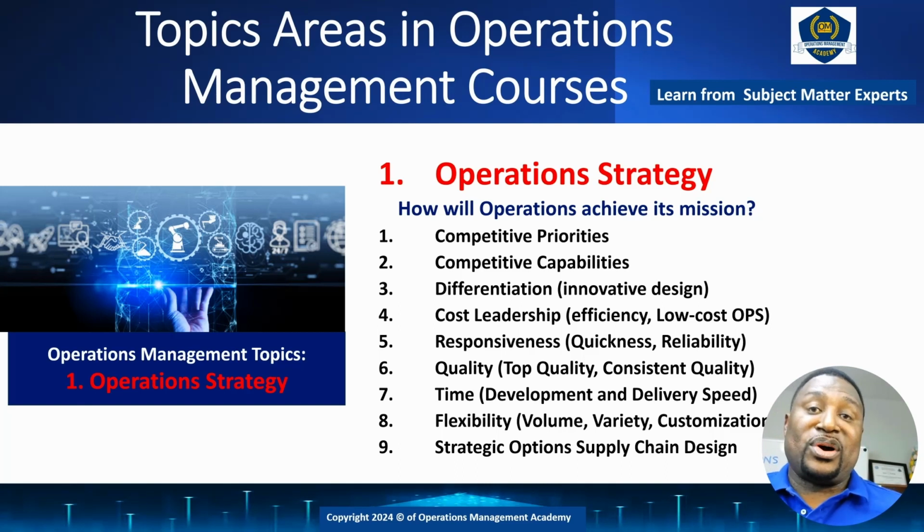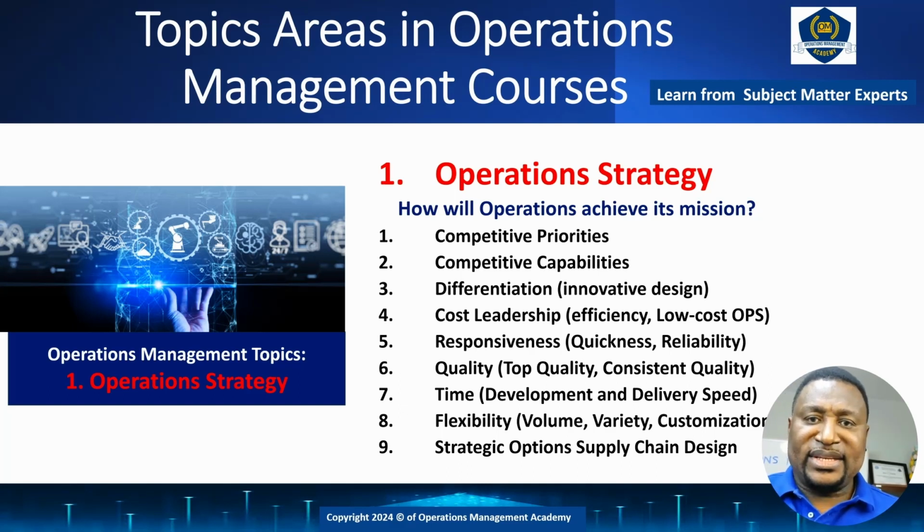So there will always be a gap between our competitive priorities and our competitive capabilities. So we will have to close the gap. So that's the operation strategy. That's what we want to make sure that we can do to achieve our competitive priorities.